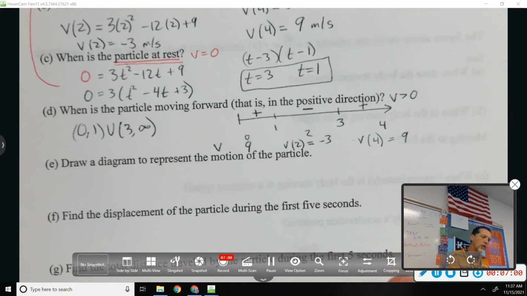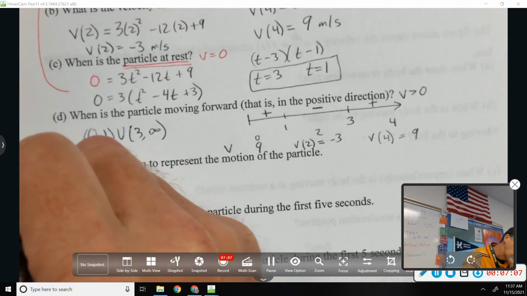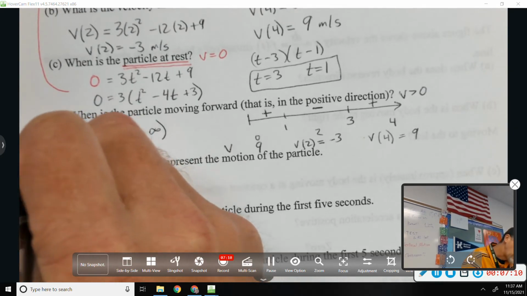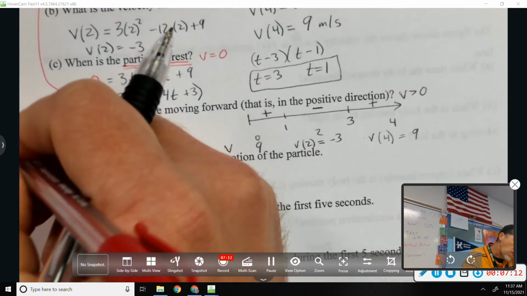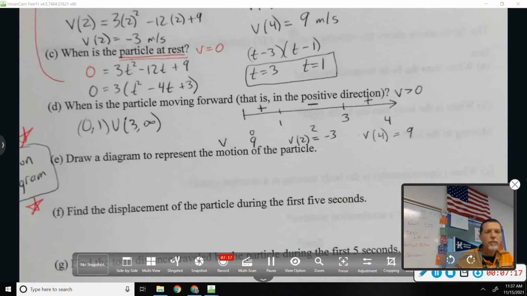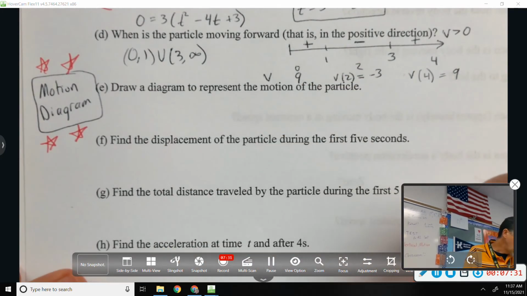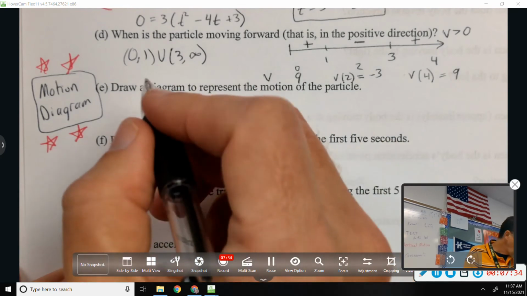Draw a diagram to represent the motion of the particle. Okay, this is what's new. I haven't done one of these before. A motion diagram. We've kind of done it when we've tossed something off a cliff and we drew a little parabola of it going up and then coming back down. But now this is the left and right thing. So I want a picture of what the particle's doing.